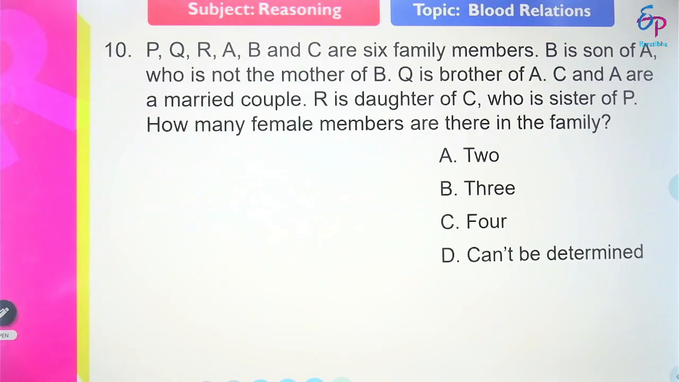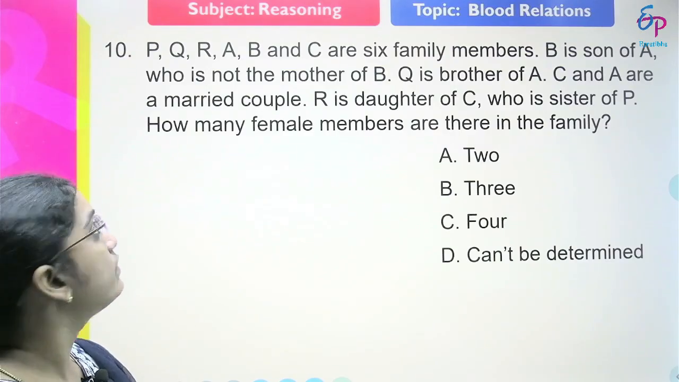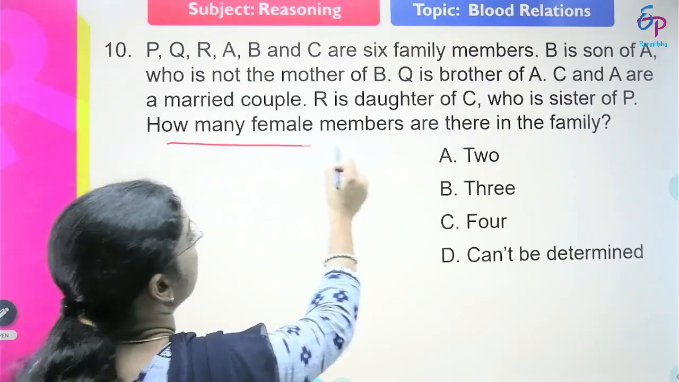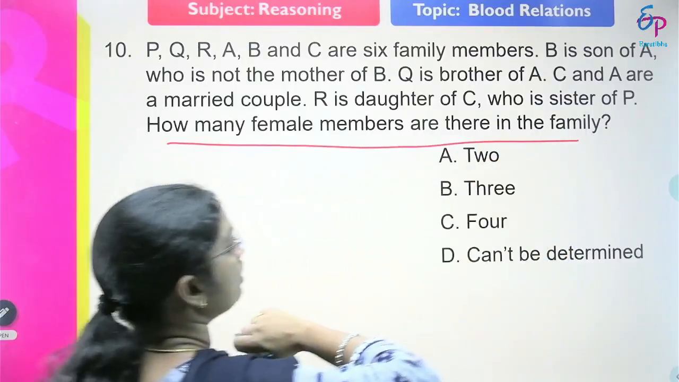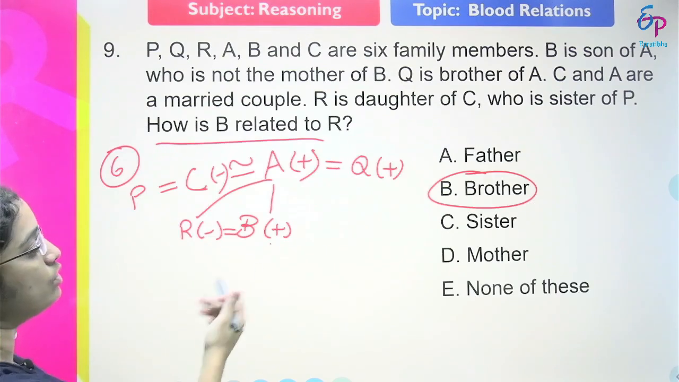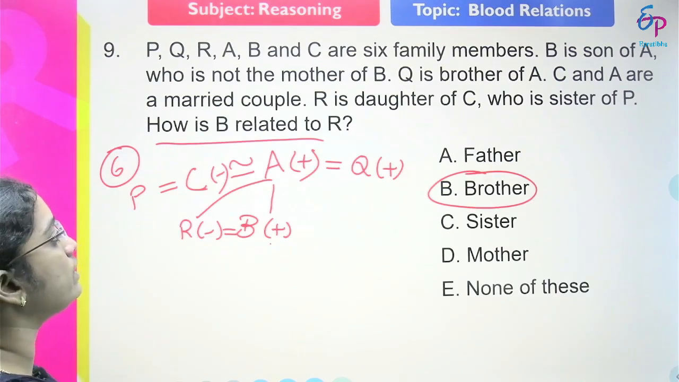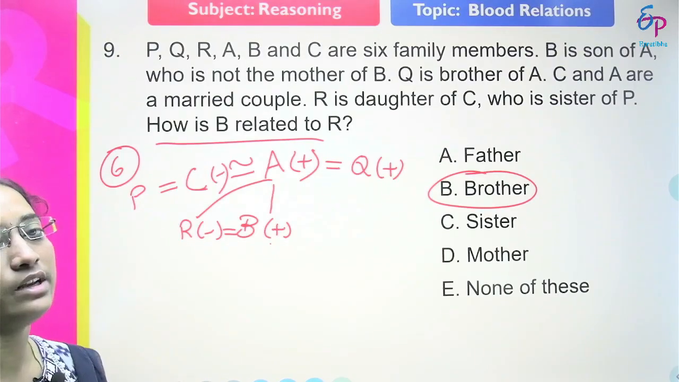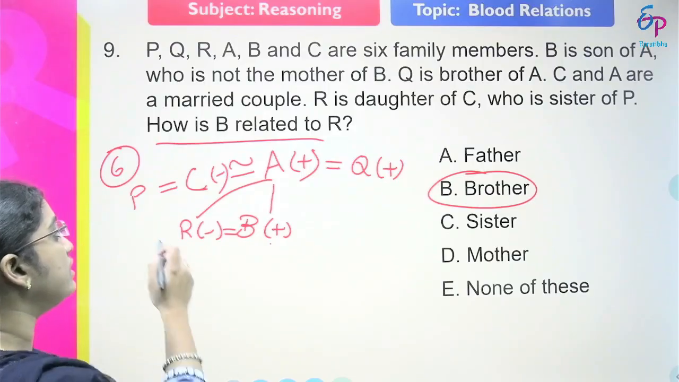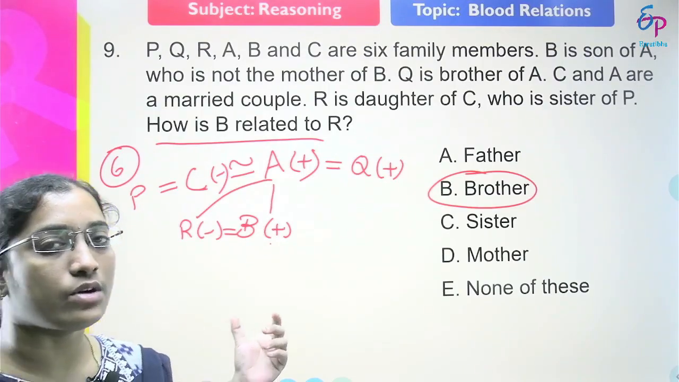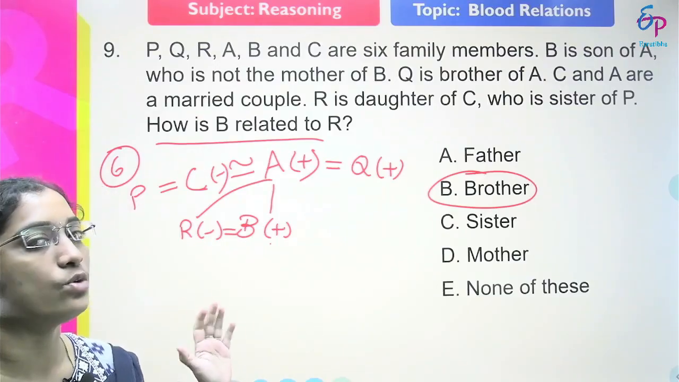Yes, here also we are having the same question information for the 10th question, but here we are having some other different question. How many female members are there in the family? By using the diagram, we need to know how many female members are there. Just observe here, friends, out of 6 members, they have not mentioned any information related to gender, right? Here we don't know the gender of P. We are not having any information about P's gender in our question.